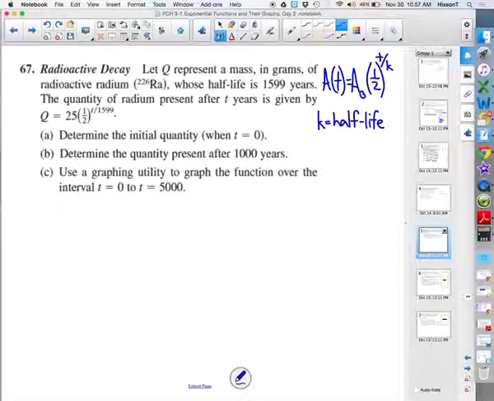Now the nice thing about this is as long as you're consistent in talking about your time periods, the half-life doesn't have to be in a specific unit of time. Half-lives could be in years like they are here, they could be in months, they could be in days, they could even be, with really unstable radioactive isotopes, matters of seconds.